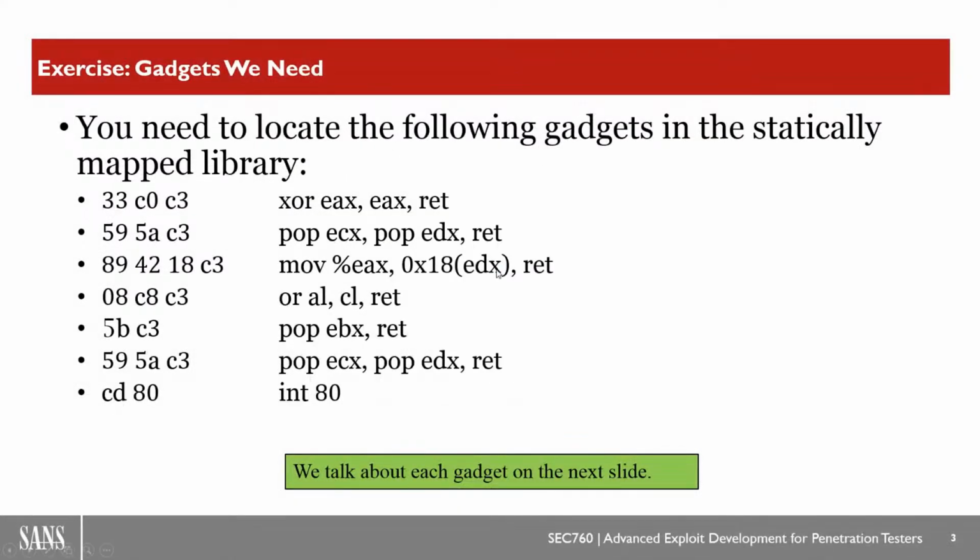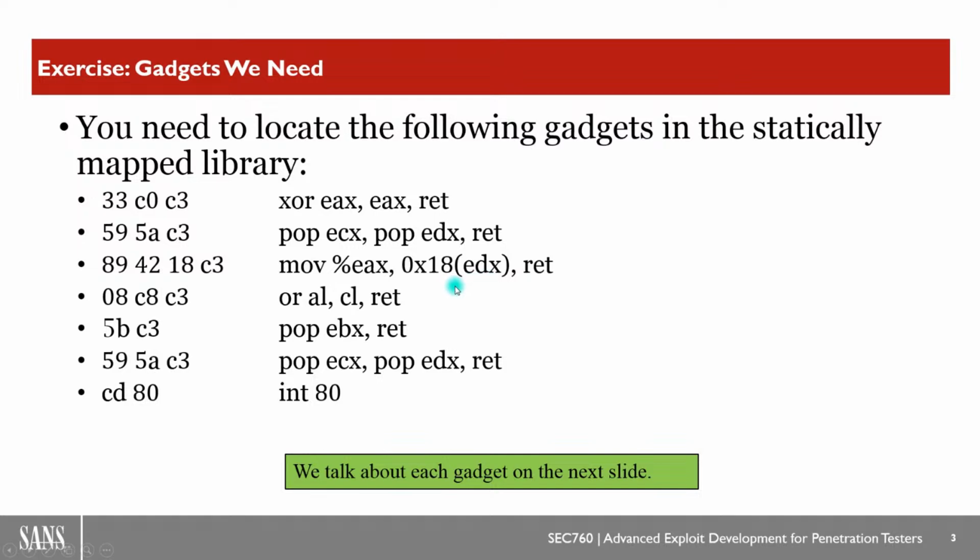The one that's interesting, though, is this one right here. This gadget says mov, and this is AT&T syntax, I know it's horrible, but it moves EAX into this offset from EDX. Why this offset? What do we move? What we're going to end up moving is we're going to be writing a double word of null bytes to a specific location on the stack.